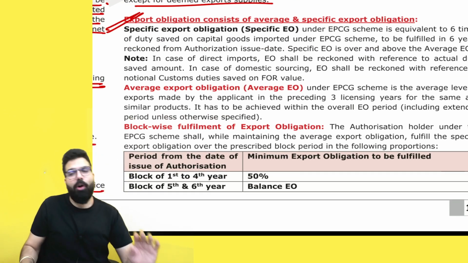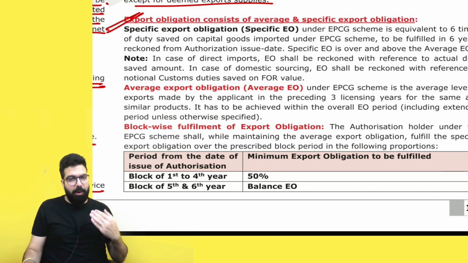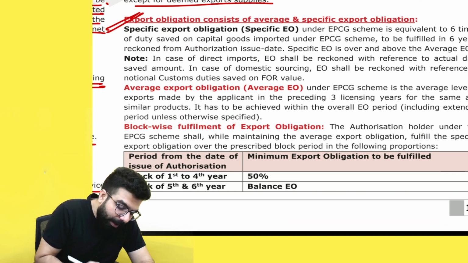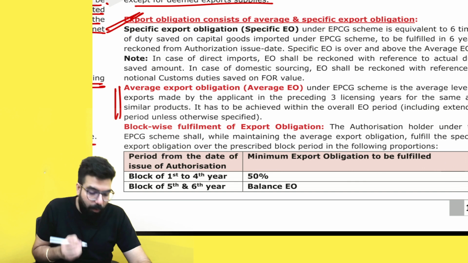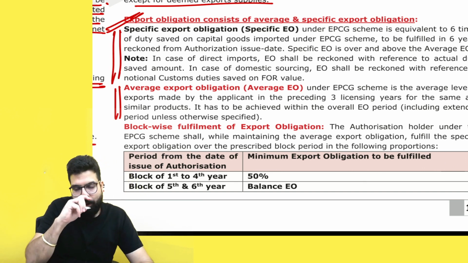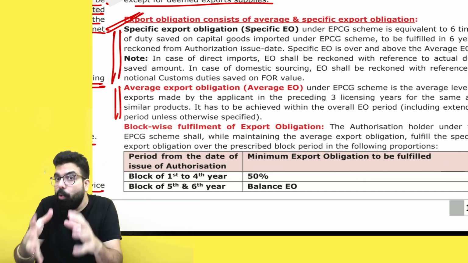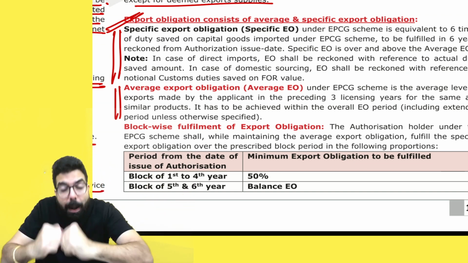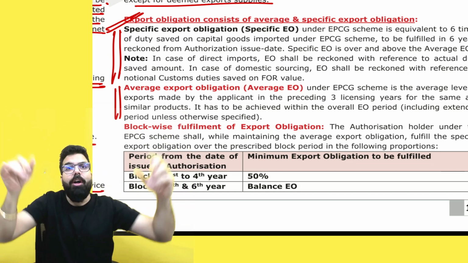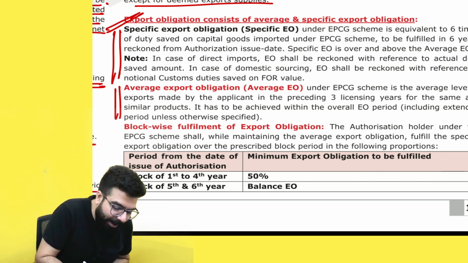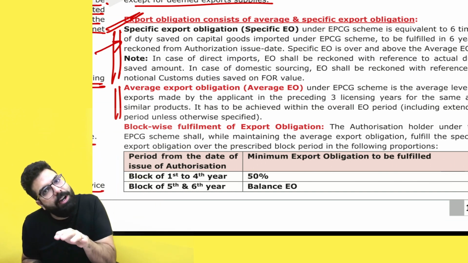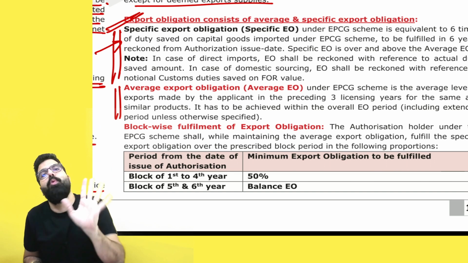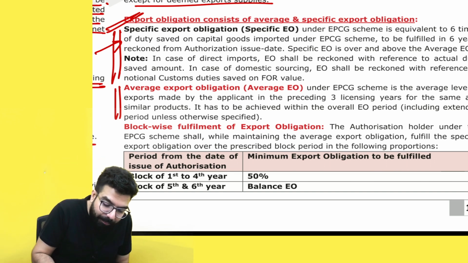Now, export obligation. Very, very important from the exam point of view. Listen. One is known as average export obligation. One is specific export obligation. Sir, what's an average export obligation? What you are already earning, you have to keep earning. You told you will get capital goods and you will earn extra. That extra is known as specific export obligation, and what you are already earning is known as average export obligation.